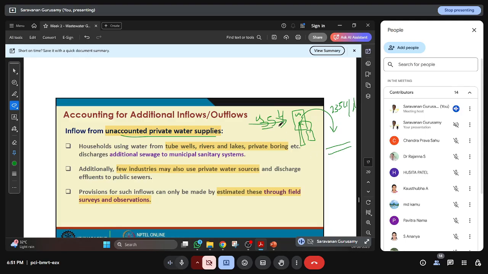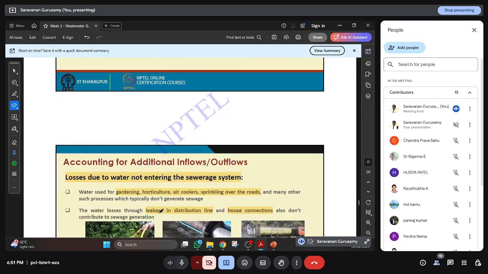I should not design only for the 135 liters, or my sewer will fail to carry the flow. So tube wells, rivers, lakes, ponds, private bores, where people are also taking water, I have to consider. And a few industries may have their own private sources. They will take from lorries or tankers. They also procure some water, and I need to take that into account. It can be estimated through field survey and observation, and I can account for it in the calculation.